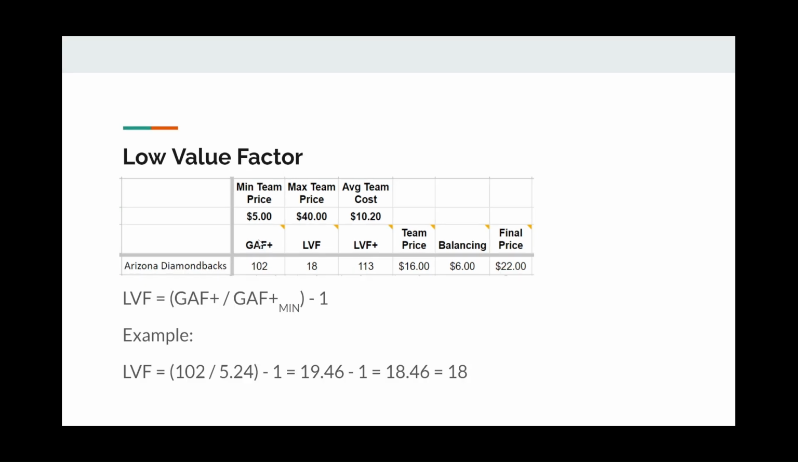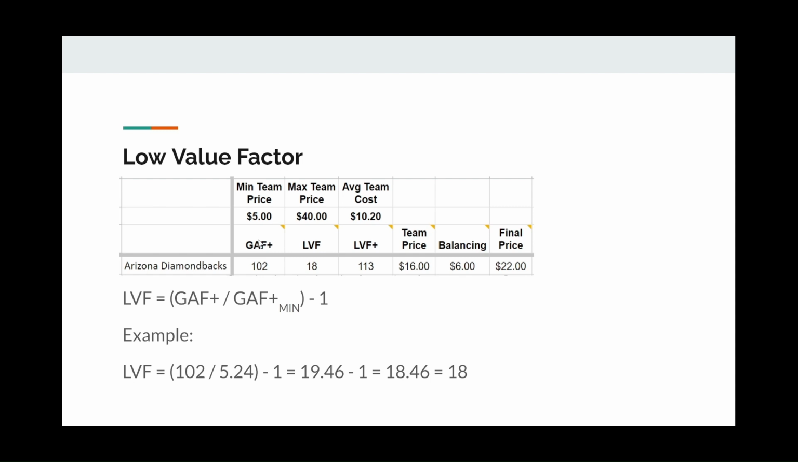So once you have your gross adjustment factor, the next step is to create a scale that allows you to adjust your team price relative to how this number relates to everything else. The way you do that is you create what I call a low value factor. This is similar to the normalization formula, it's just instead of using the average, you use the minimum.